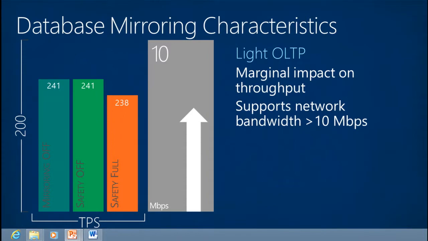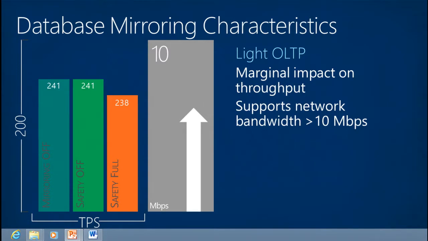Safety off is basically asynchronous mirroring. So mirroring comes in several operating modes. You have safety full, and you have safety off, or basically you have high safety, high availability, and then you have no safety. So it's asynchronous and synchronous, two of which are synchronous, one of which is asynchronous. The two synchronous come in different ways. There's manual failover versus automatic failover, which implies you have a witness server.